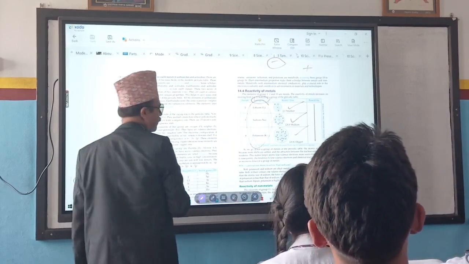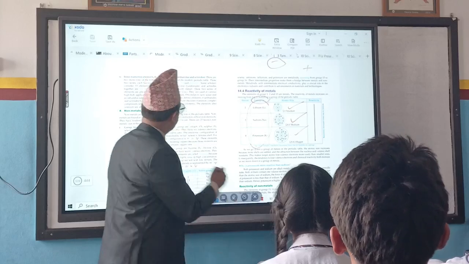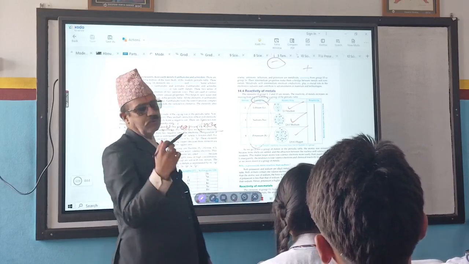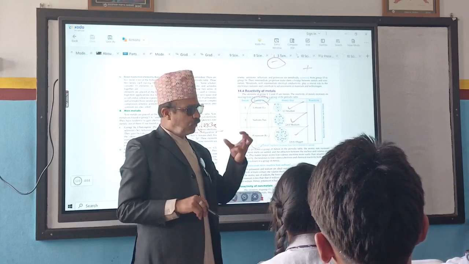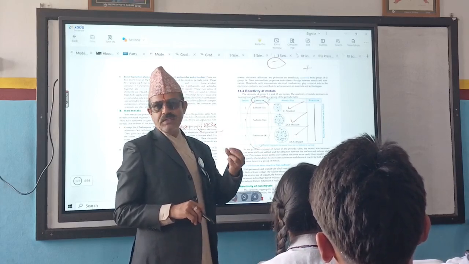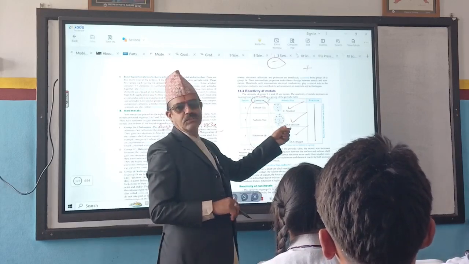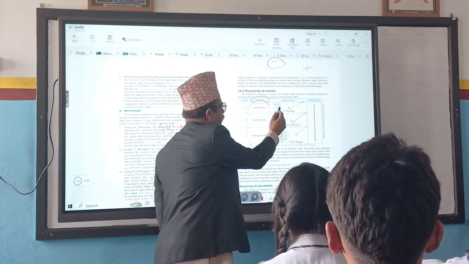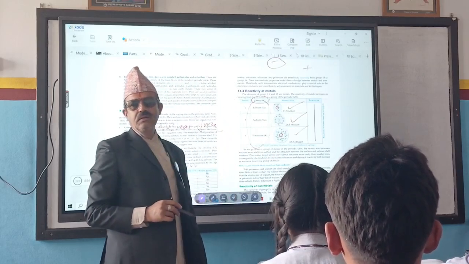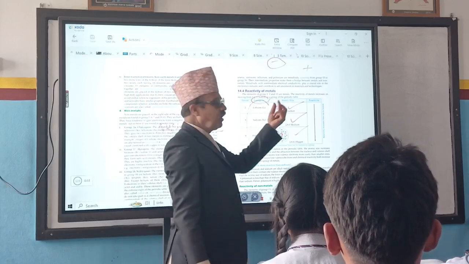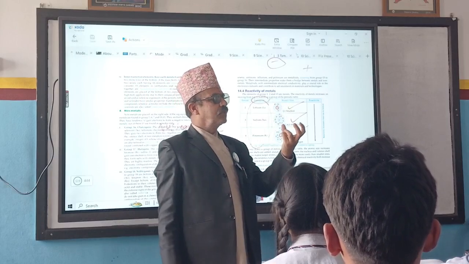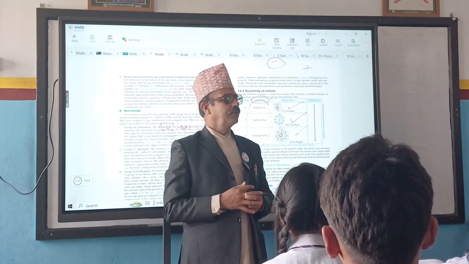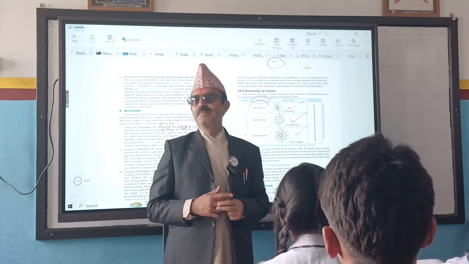Why is potassium more reactive? Here we have to know nuclear force. What is nuclear force? The force of attraction due to which the nucleus attracts the electrons towards its center. Does the nucleus attract the electrons with more force in small atoms, or in big atoms? What do you think? Small or big?